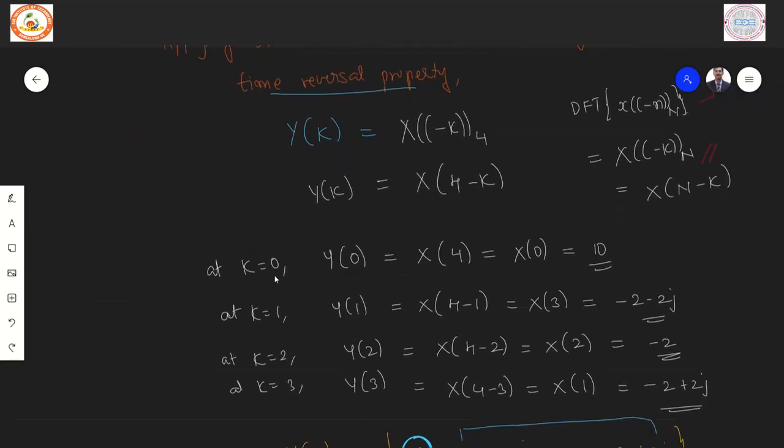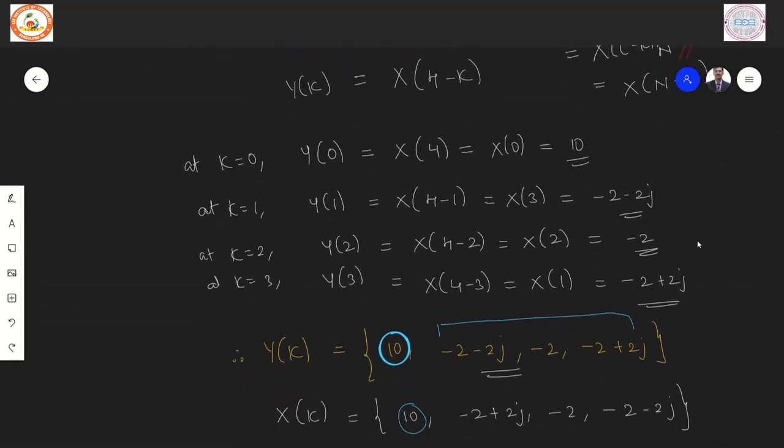Starting from k equal to 0, the first substitution yields X of 4. Now we know that you can have values only from 0 to 3. Since it is periodic, we can conclude that X of 4 is the same as X of 0. So the first answer is 10. Next substitution, k equal to 1 gives you X of 3, which is the last term, minus 2 minus 2j. Next, Y of 2 gives you X of 2, which is equal to minus 2. Next, Y of 3 gives you X of 1, which is equal to minus 2 plus 2j. And finally, you can express the result.